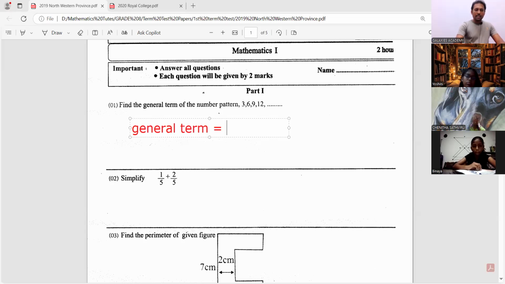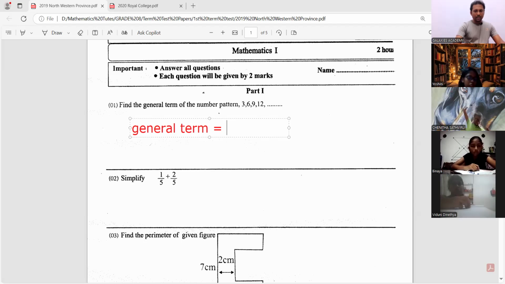Multiples of 2, general term 2n; multiples of 3, 3n; multiples of 4, 4n; multiples of 5, 5n, right? Like that you can write the general terms. So this question is given multiples of 3. So what is the general term? 3n, right? 3n.